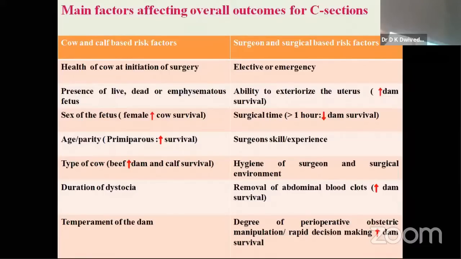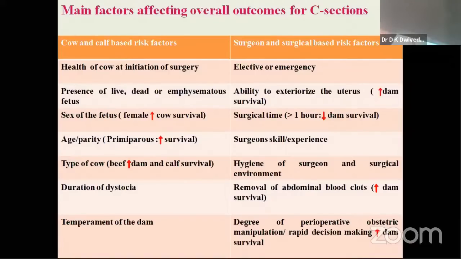Now, second, surgeon and surgical risk factors: elective or emergency surgery. Then the ability to exteriorize the uterus. This is very important for the survival of the dam. If you are able to exteriorize the gravid uterus normally from the abdominal cavity during the C-section, then the chances of survival of the dam will be more. Now, surgical time also plays a very important role in the survival of the dam. If you increase the surgical time to more than 1 hour, then the chances of survival will decrease accordingly.